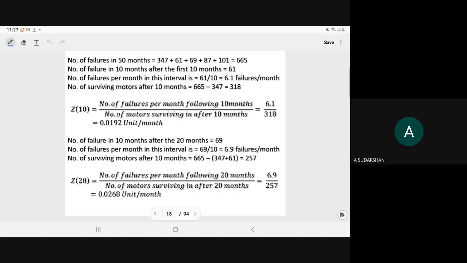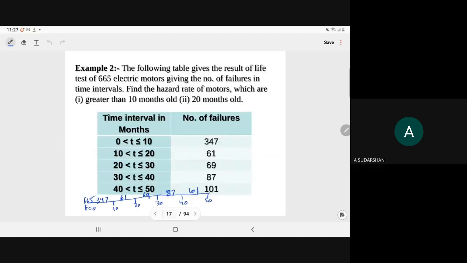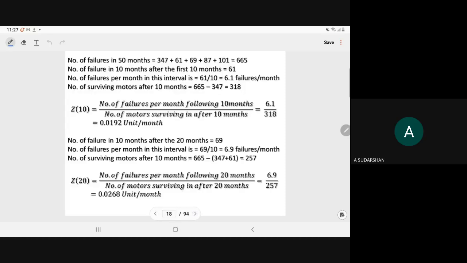So here the total number of failures in the 50 months is 347 plus 61 plus 69 plus 87 plus 101. It is the total 665. So the number of failures after the first 10 months, in the next 10 months, is 61. It means the per month failure rate will become 61 upon 10.